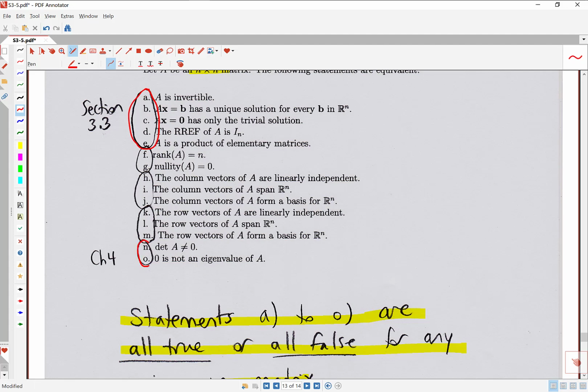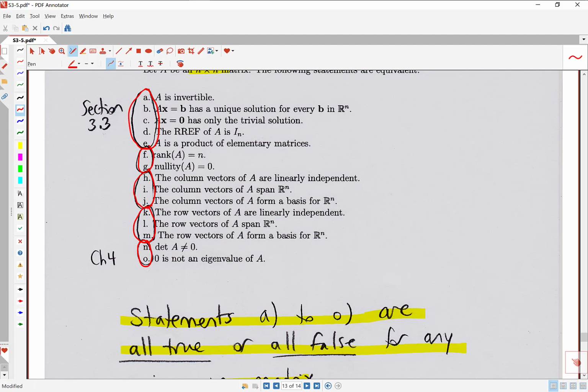There are 2 statements that we won't see until chapter 4. So essentially, don't worry about those yet. And then there are sort of 3 groups of other statements that we can now talk about. So one is F and G, which are statements about the rank and the nullity. Statements H through J are properties of the columns. So things like the columns are linearly independent, the columns span Rn, the columns form a basis for Rn, and then 3 statements about the rows as well. The rows are linearly independent, the rows span Rn, and the rows form a basis for Rn.